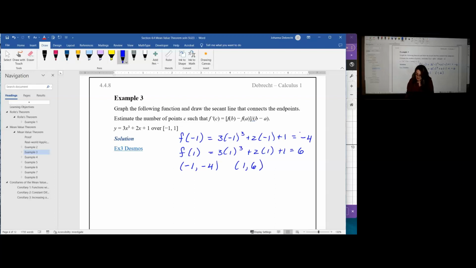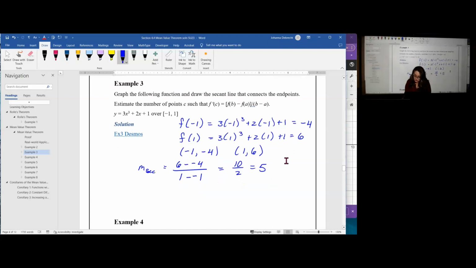To find the slope of the secant line, we can use the difference quotient, which gives us 6 minus -4 divided by 1 minus -1. This gives us 10 divided by 2, or a slope of the secant line of 5. We need to find the points. We estimated there were 2, where the slope of the tangent line is 5. To do that, we'll take the derivative of our original function. We get f prime of x equal to 9x squared plus 2.